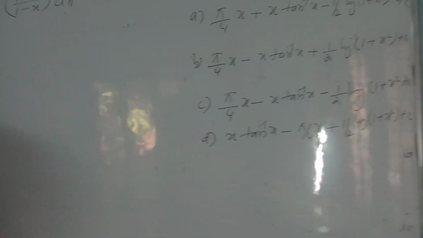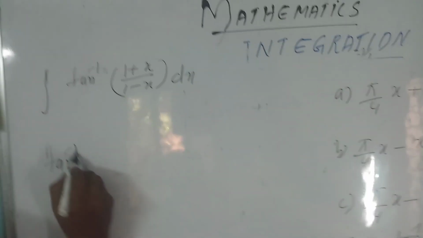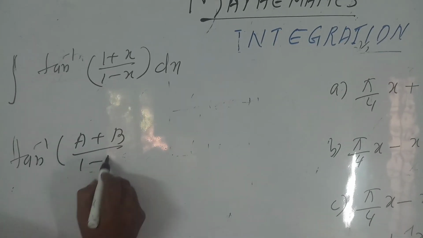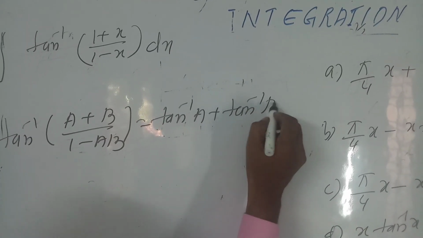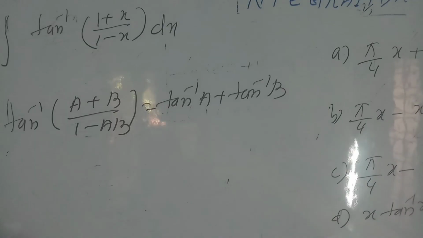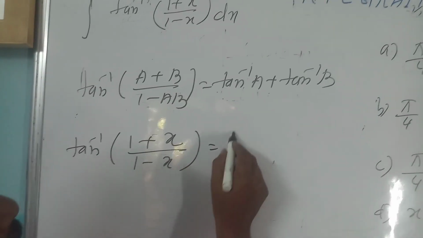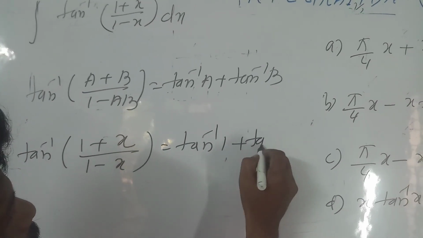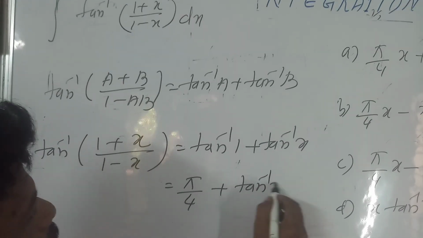Here we have to evaluate the integral of tan inverse of (1 plus x) by (1 minus x), by using the inverse trigonometry formula. Tan inverse of (a plus b) divided by (1 minus ab) equals tan inverse a plus tan inverse b. Here, in tan inverse of (1 plus x) divided by (1 minus x), a means 1, b means x, so we can write tan inverse 1 plus tan inverse x. Tan inverse 1 equals pi by 4, 45 degrees, plus tan inverse x.